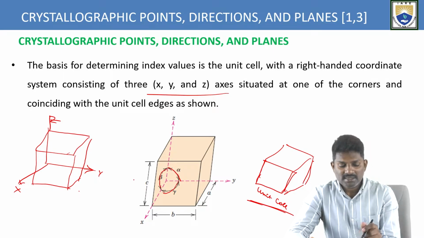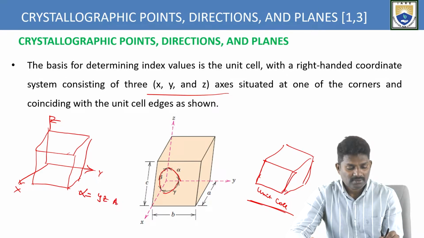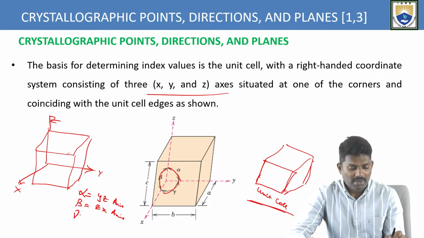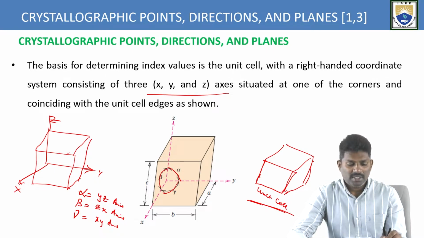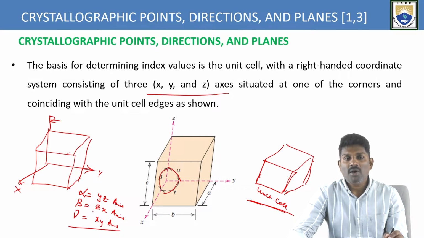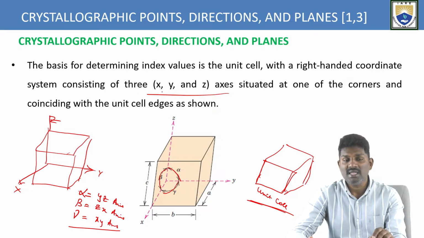So the angles: alpha is the angle between the y and z axis, beta is the angle between the z and x axis, and gamma is the angle between the x and y axis. So based upon these three axes, you can easily identify the position of any point given to us. That's why the location of the point is very easy for us to identify when you have these three reference axes, that is the XYZ axes.